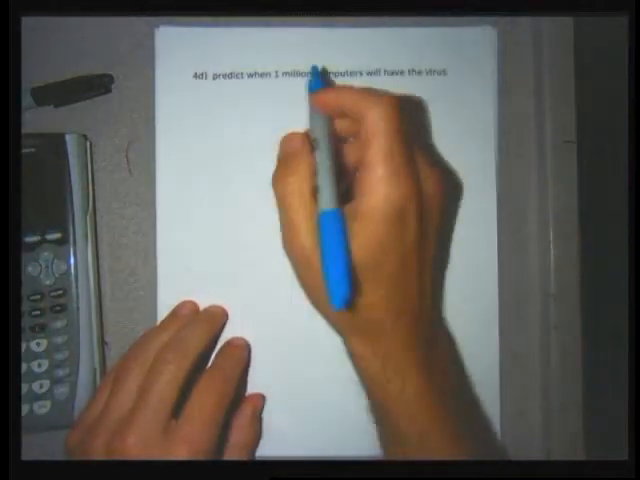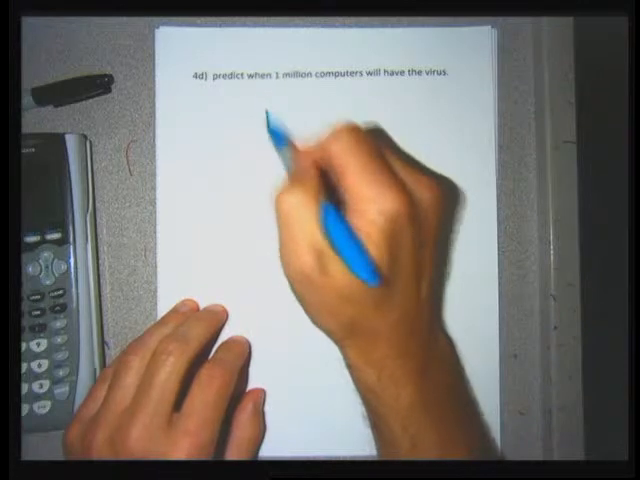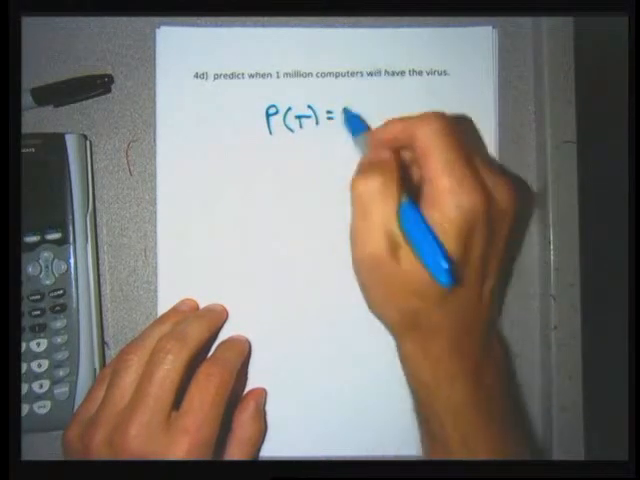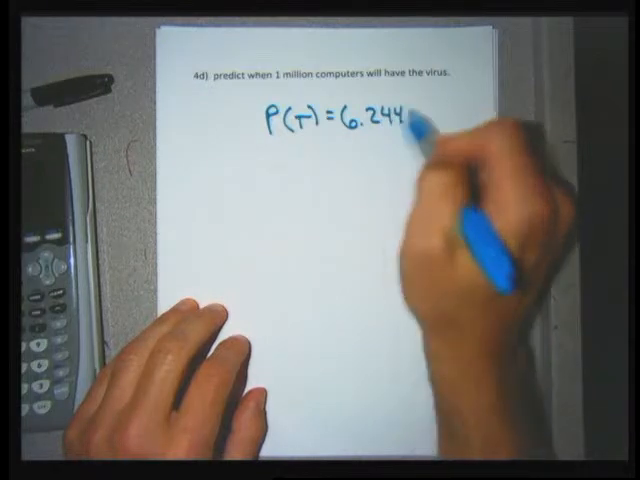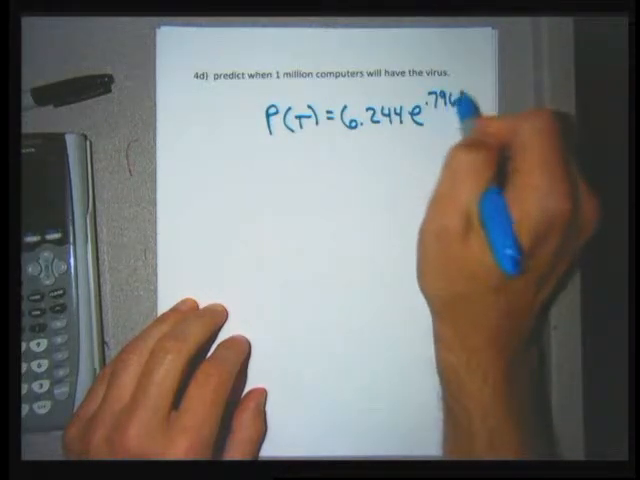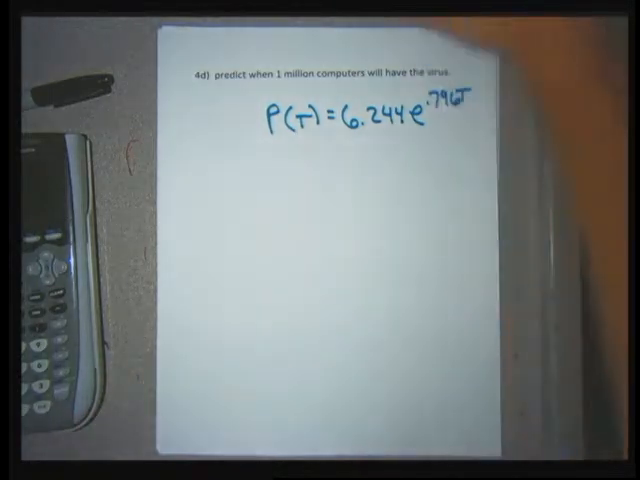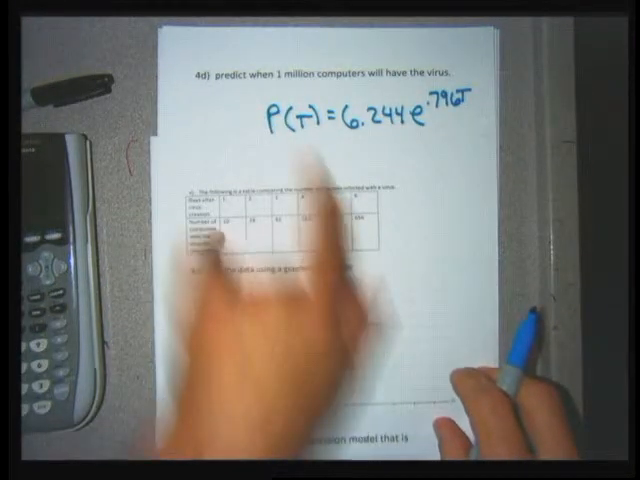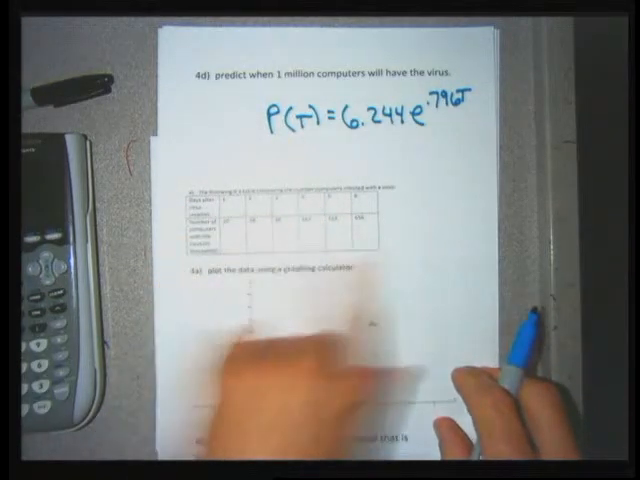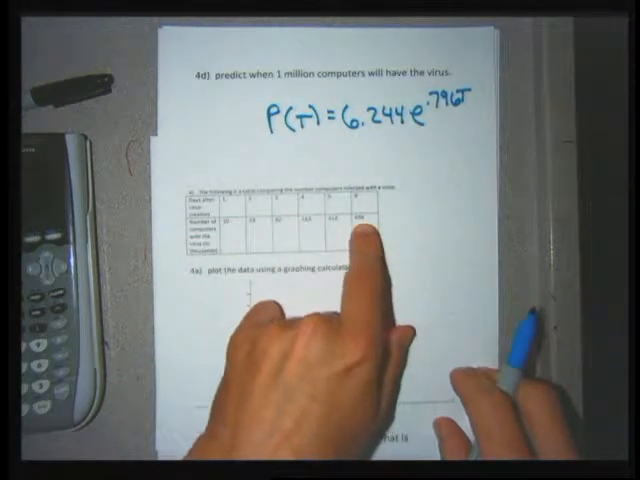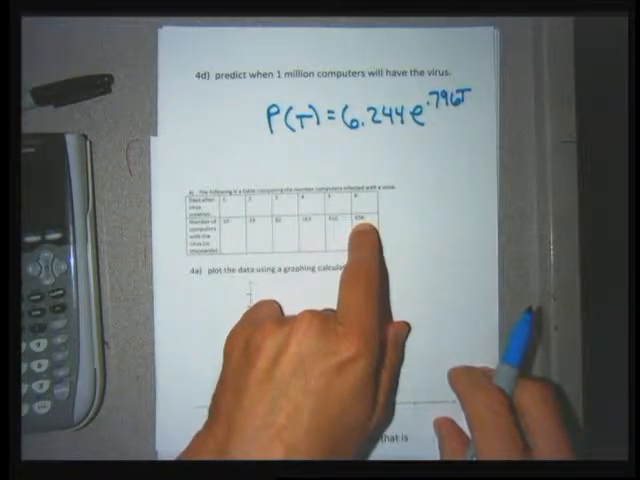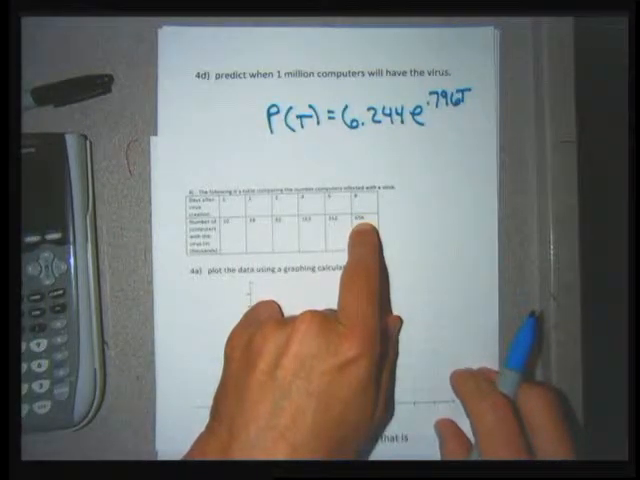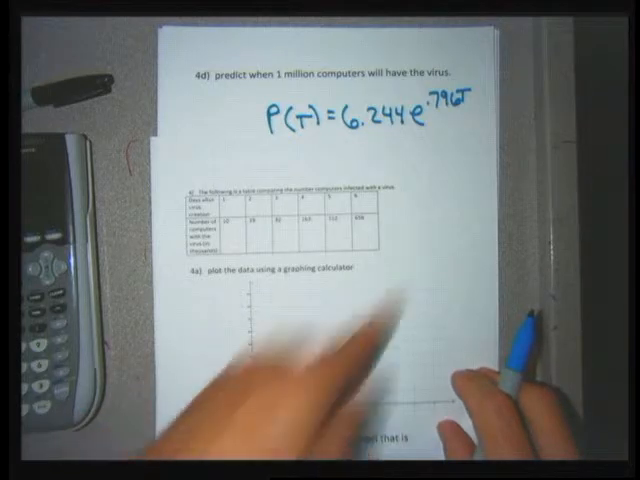So in part D, I'm using the equation P of t equals 6.244 times e to the 0.796t. I need to predict when 1 million computers are going to be infected, and that means I'm going to have to change the left-hand side to 1 million. And this virus is spreading really fast. After 6 days, there were only 656 computers infected. It's not going to take that long for 656 computers to grow to 1 million computers because of how steeply, how quickly the graph is growing.